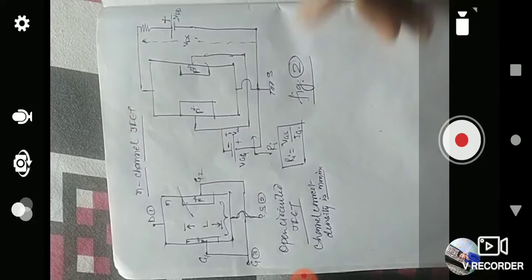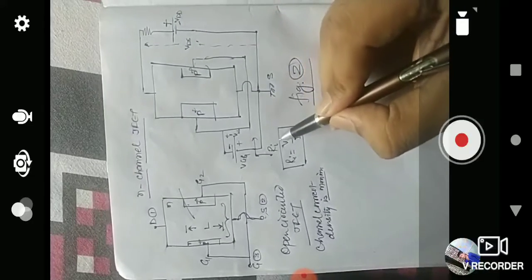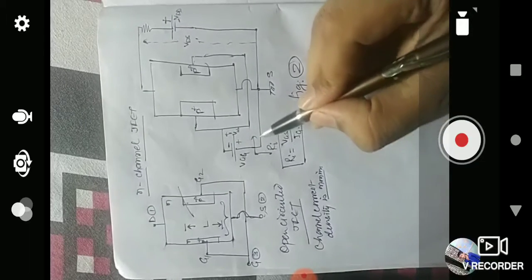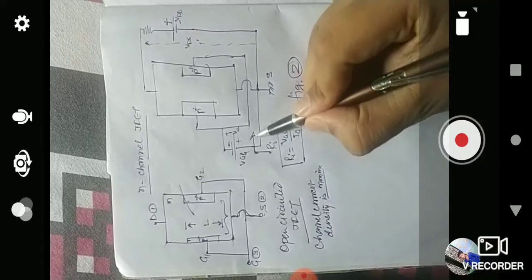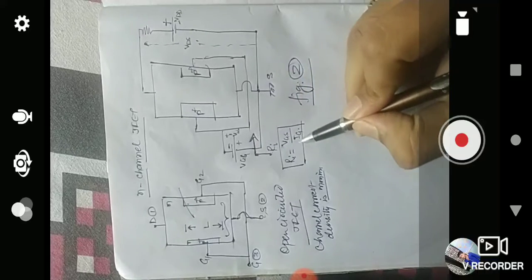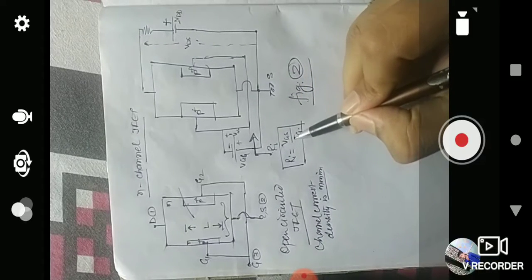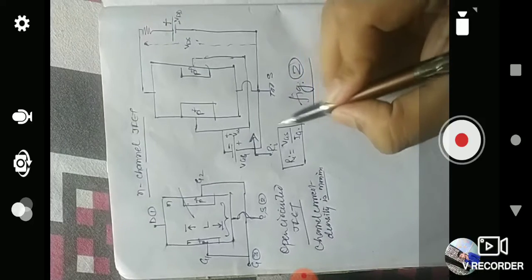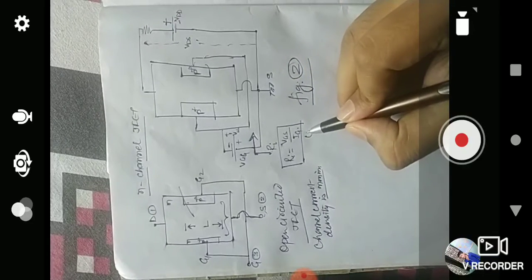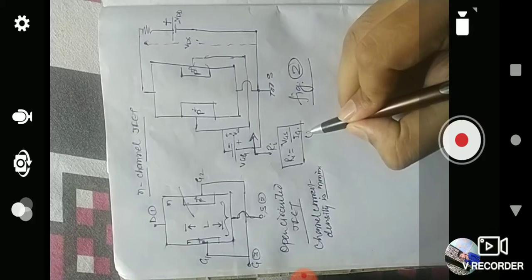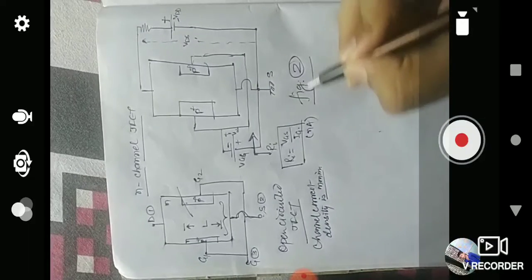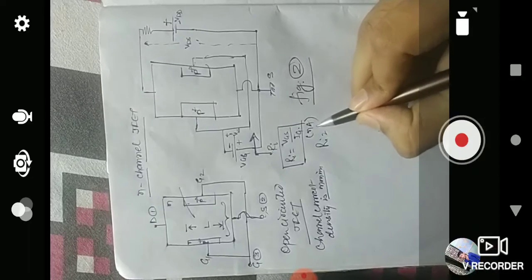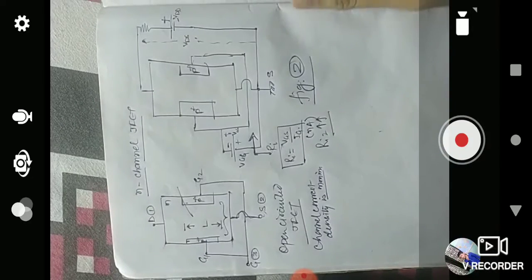In the JFET, here you can see the input impedance, the input resistance, can be obtained from this side, and this is equivalent to VGS by IG. And as you know, IG is practically in the order of nanoampere. That's why the input resistance is very high in the case of a JFET.